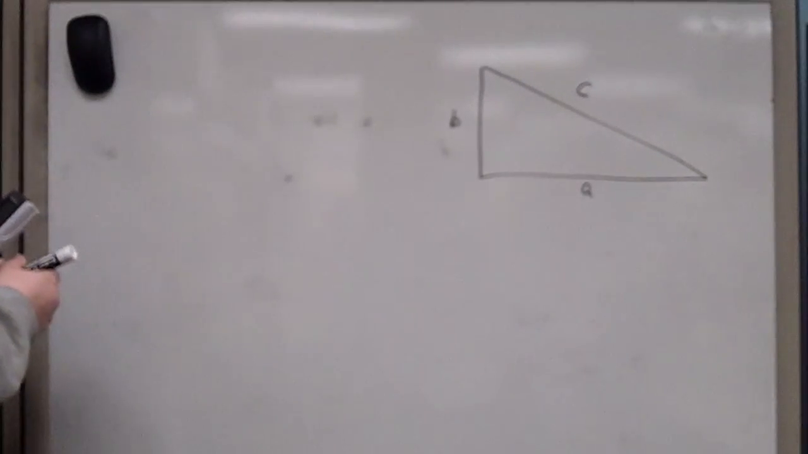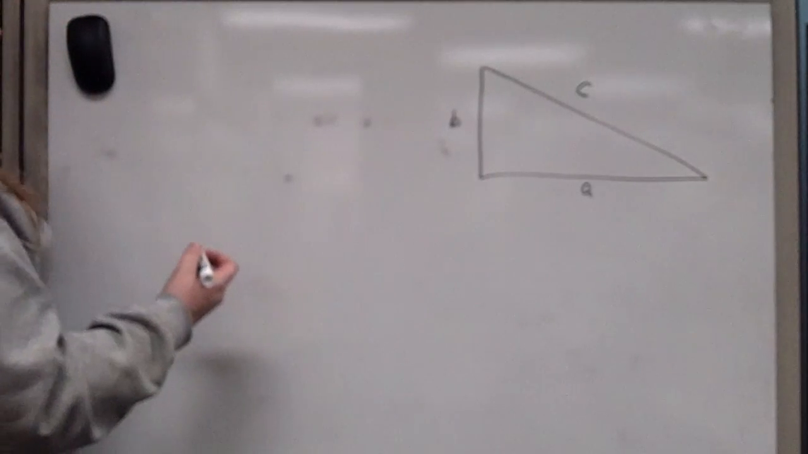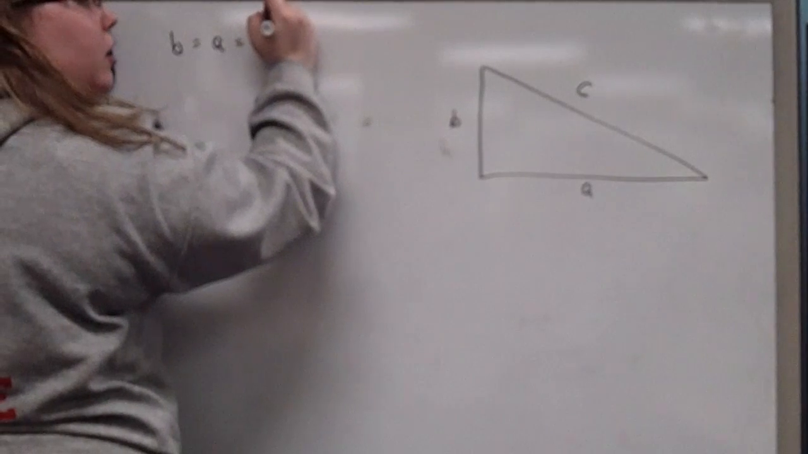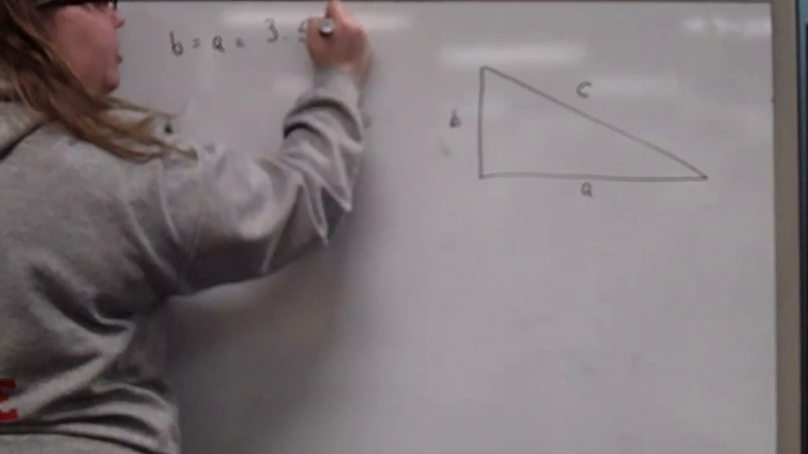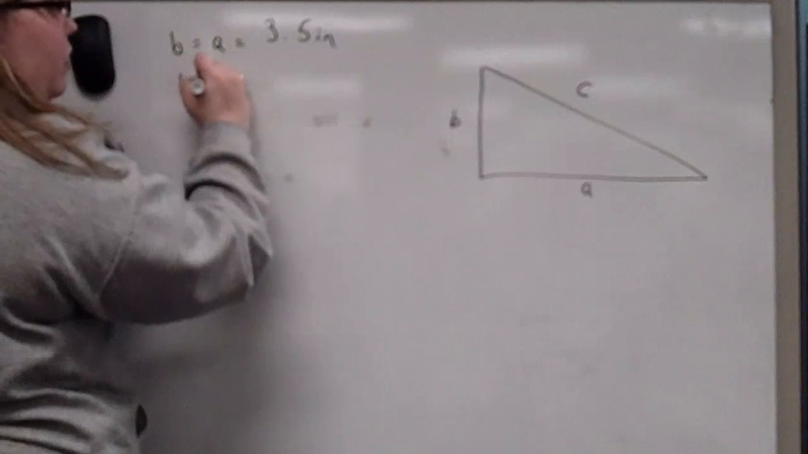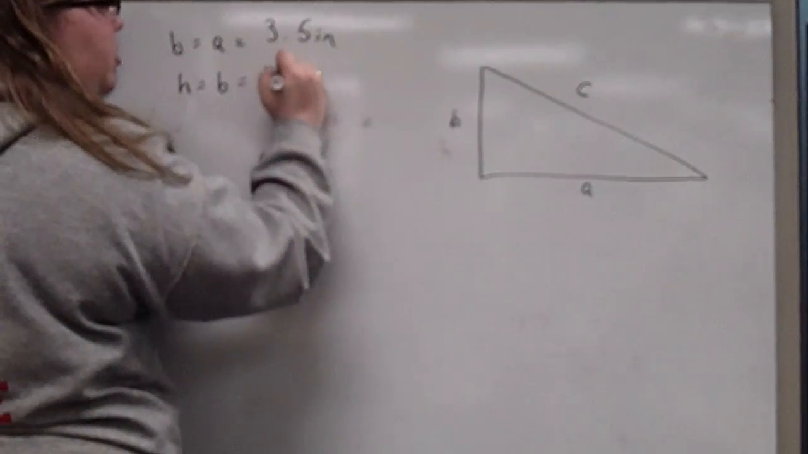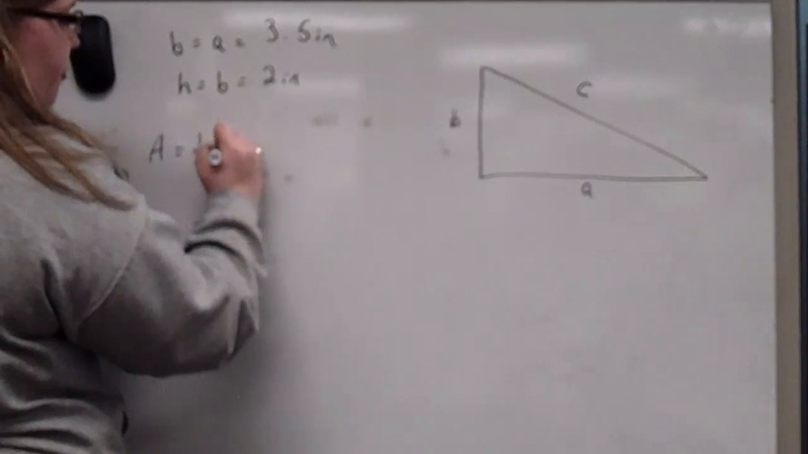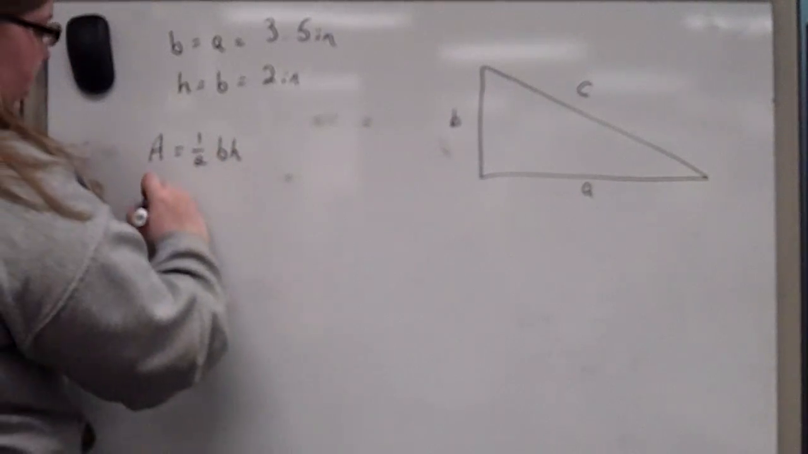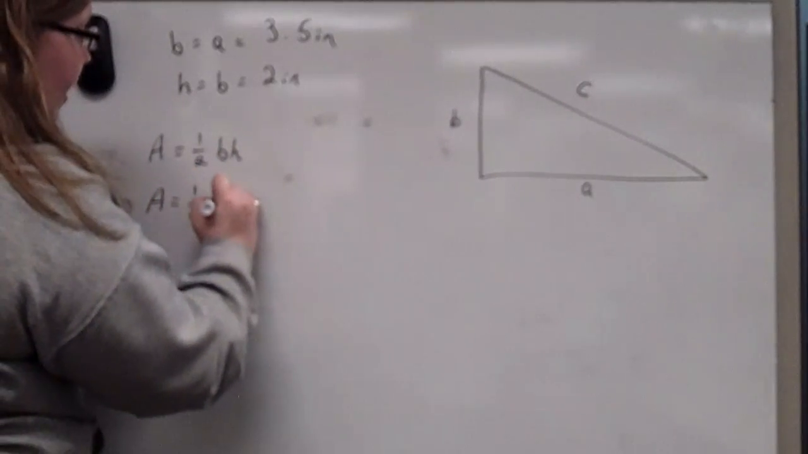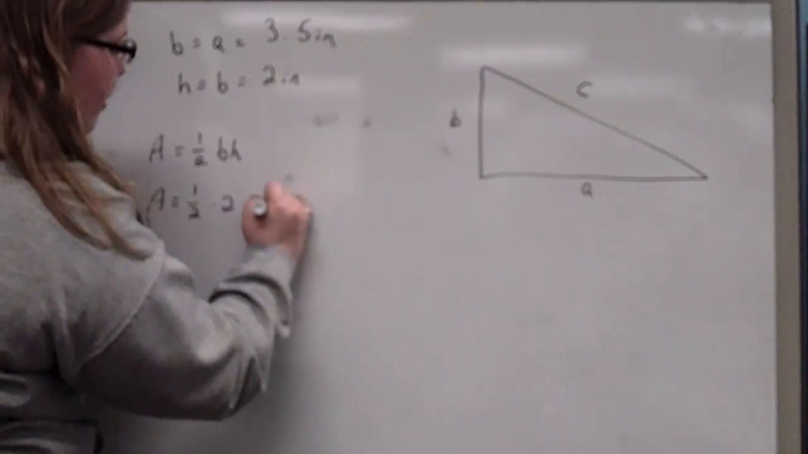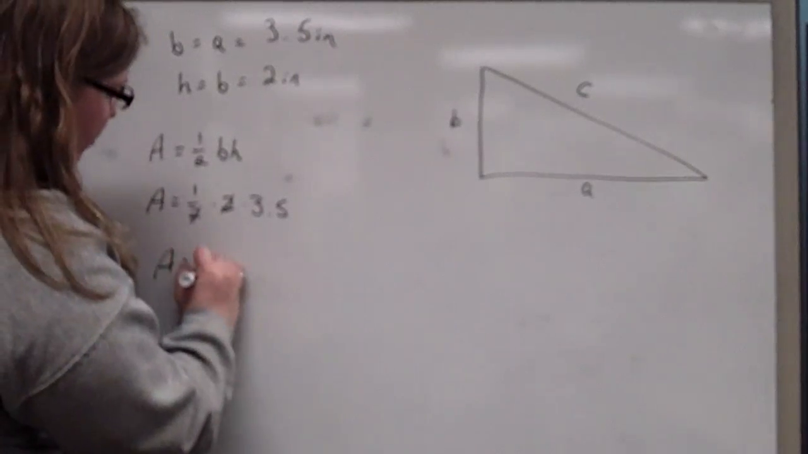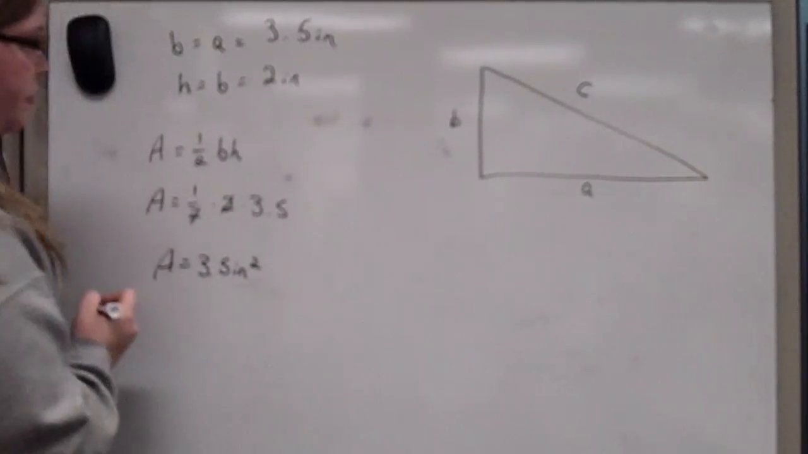Our last shape that we looked at was the triangle. We found on our triangle that our base, which is the same thing as our A value in the picture, was 3.5 inches. We found that our height, which is the same as B in our picture, was 2 inches. We know that the area formula of a triangle is A equals 1/2 base times height. We can plug in our information, so we get A equals 1/2 times 2 times 3.5. If we do some quick math, the 2's will cancel out to give us A equals 3.5 inches squared.